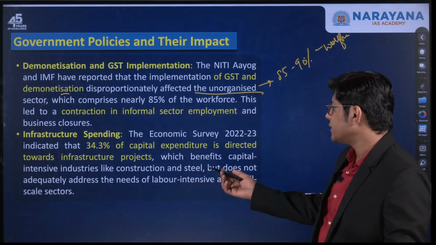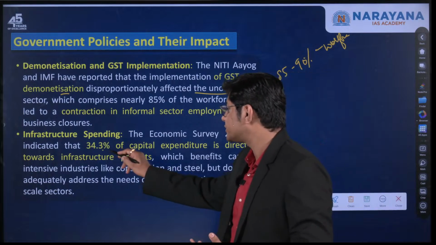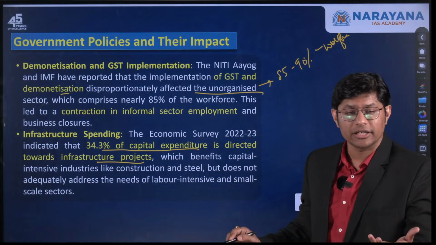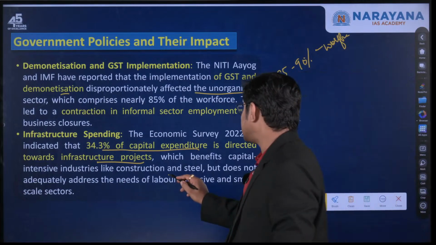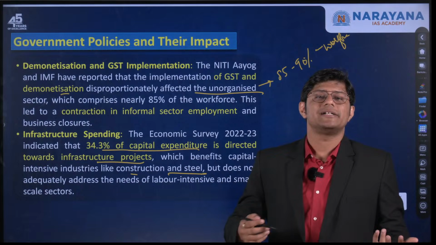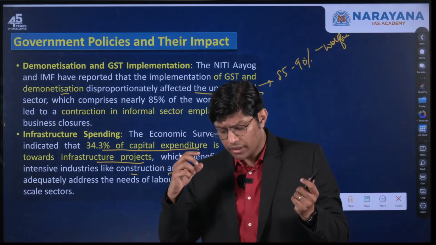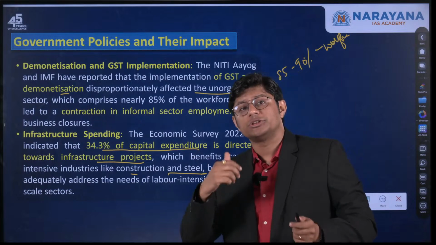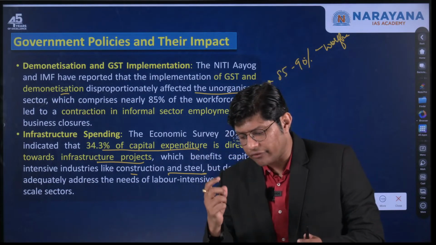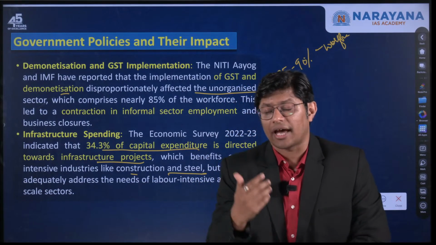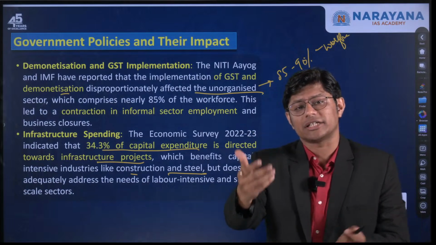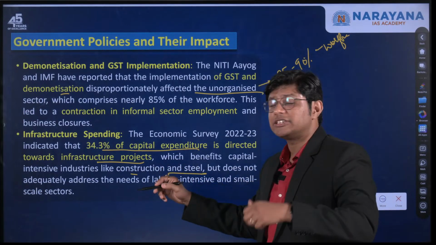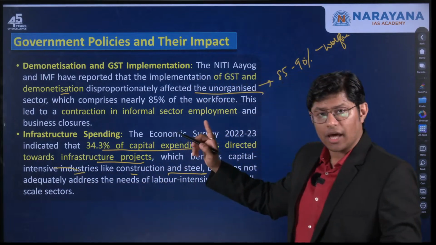Talking about infrastructure spending, the Economic Survey indicated that 35% of the capital expenditure is directed towards infrastructure projects, which only benefits the capital intensive sectors like steel and construction companies, but not the smaller ones. Why? Because the lenders would prefer to lend to the capital intensive companies or the companies that have a potential to generate huge revenue. Infrastructure is that sector which has a potential to reap rich dividends, and that's the reason the lenders prefer to lend money to such companies. The capital expenditure is directed more towards infrastructure projects which benefit the capital intensive industry. This is another point to be noted.